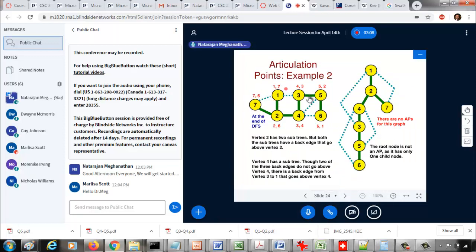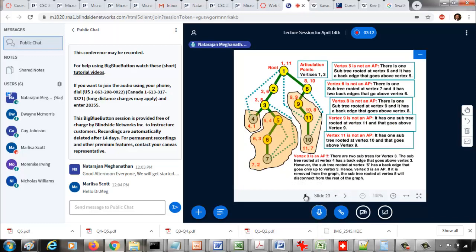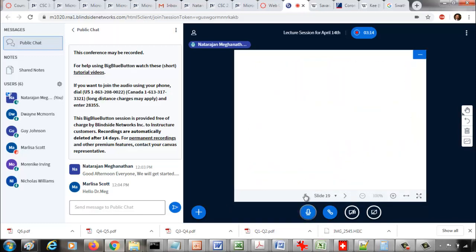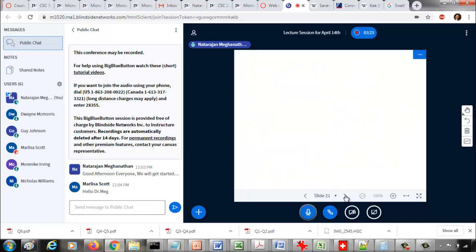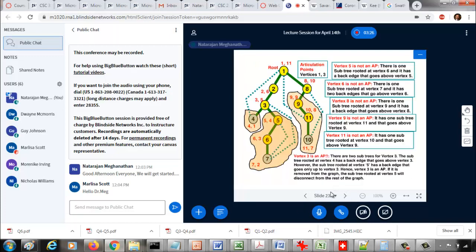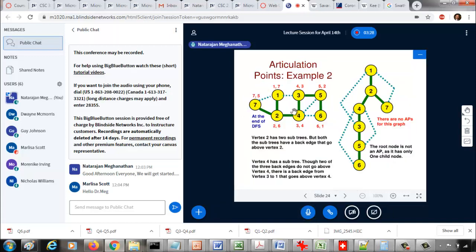This is the result of depth first search from the previous examples. We went through a couple of examples to run depth first search, so we ran depth first search on this graph. This is the same graph you're now looking at. You should be able to classify the edges as tree edges and back edges. We started depth first search from vertex 1, so draw the depth first search tree in a top down fashion.